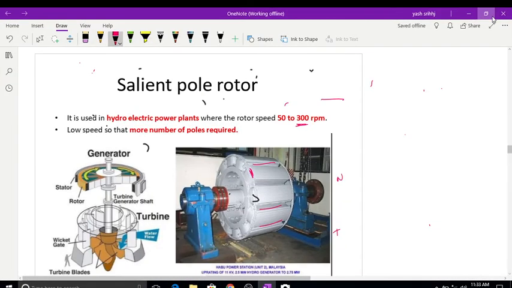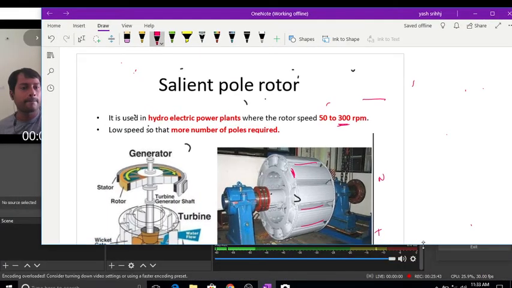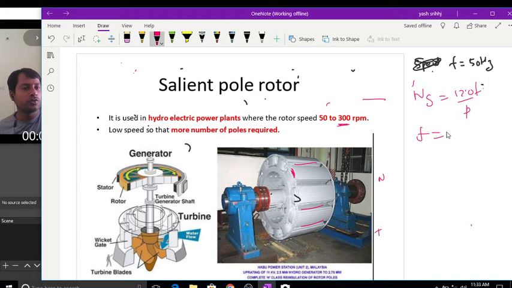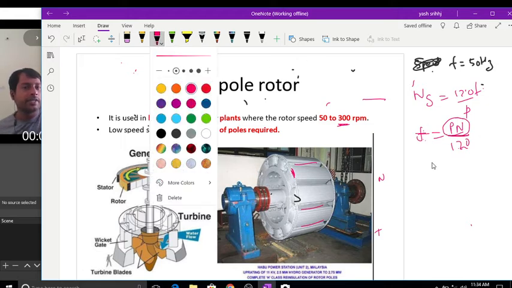You can see the comparison. For example, take the frequency; f must be 50 hertz, and this is the synchronous speed, Ns equal to 120 f by p. From this, f is equal to pN by 120. So the product of poles and speed must be constant, so that we can achieve constant frequency. For example, I am taking a salient pole rotor.